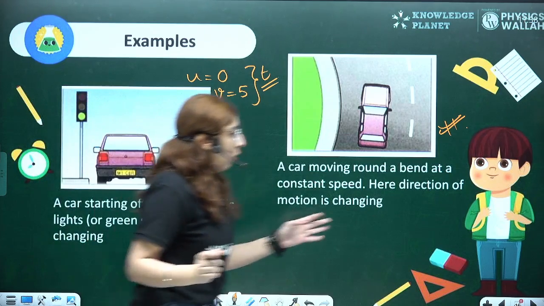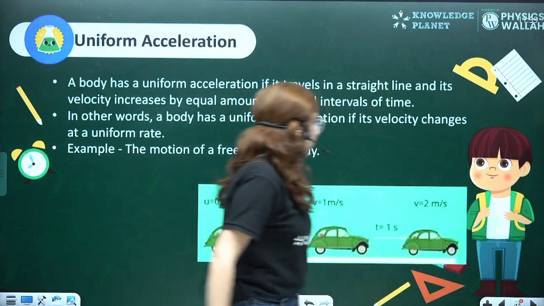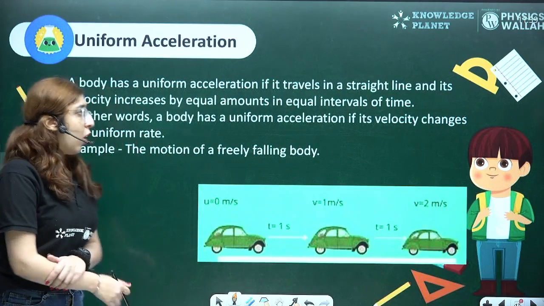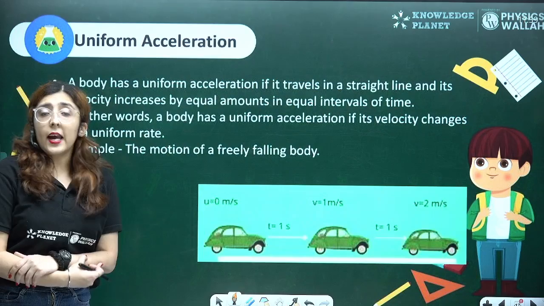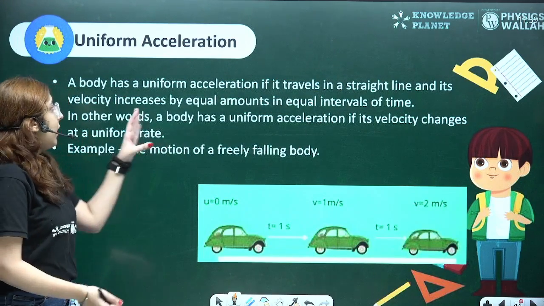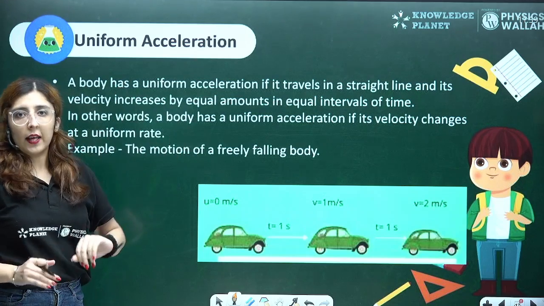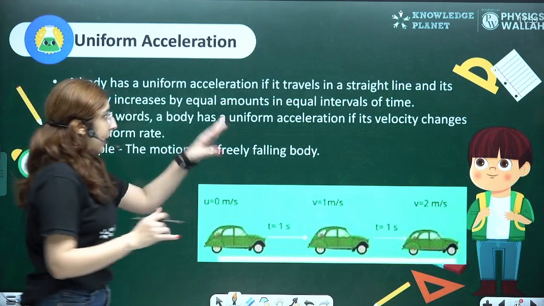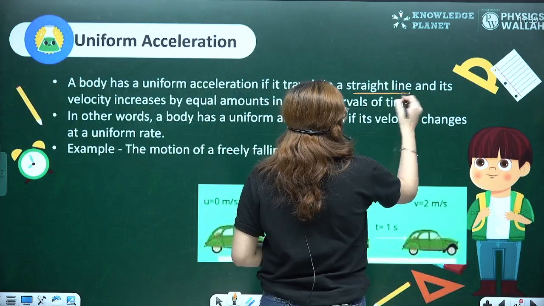Now, taking this to some types of acceleration, let's talk about uniform acceleration. Kids, in uniform acceleration, you have to be pretty sure that a body is traveling in a straight line, direction same, straight line.